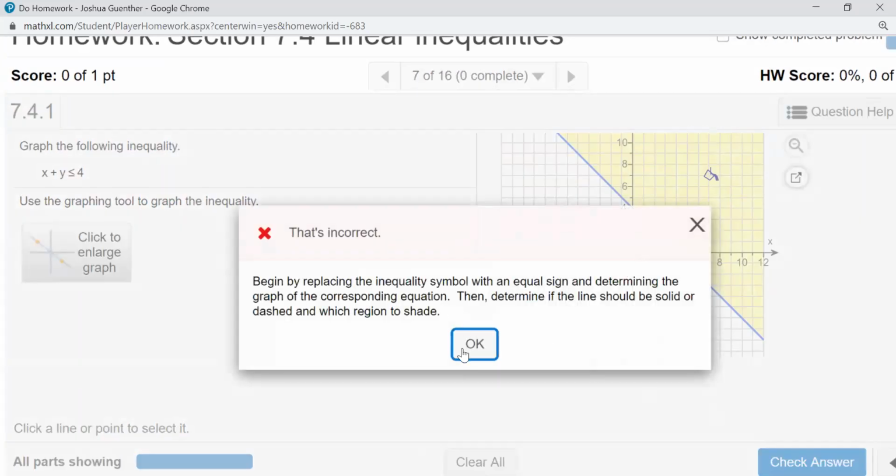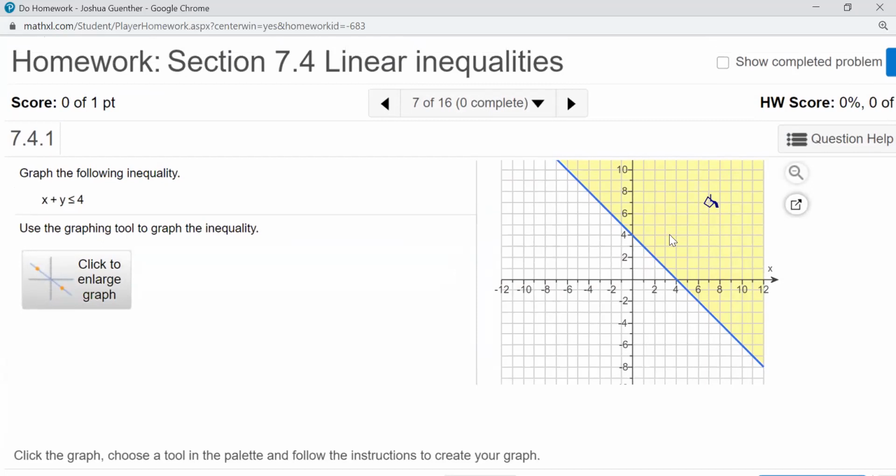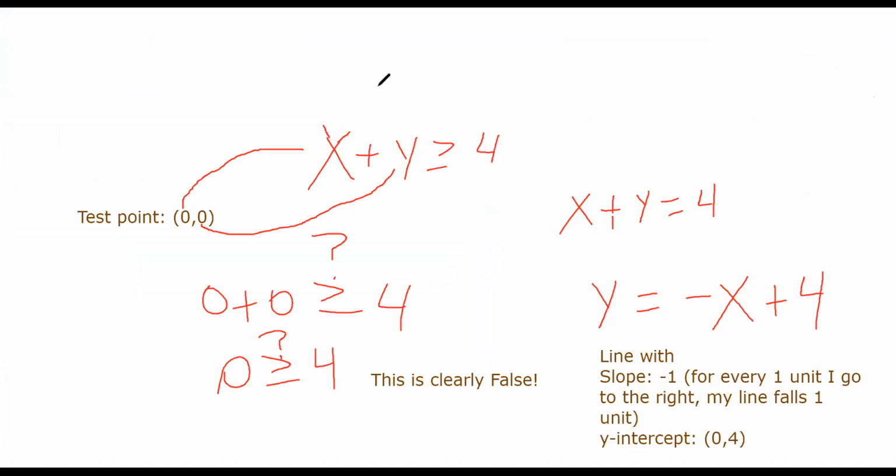And yeah, I know. Determining the graph of the corresponding... hold on. No, this is correct. Graph of the following inequality. Oh, no. I'm sorry. I wrote it down wrong. I wrote greater than or equal to. I apologize. That was my mistake way at the get-go. It was supposed to be less than or equal to. So I literally just wrote it down wrong.